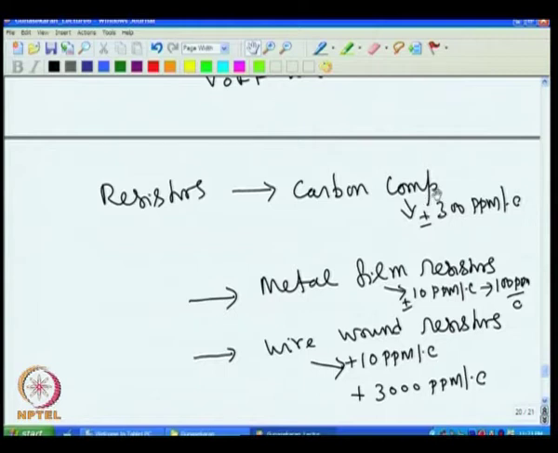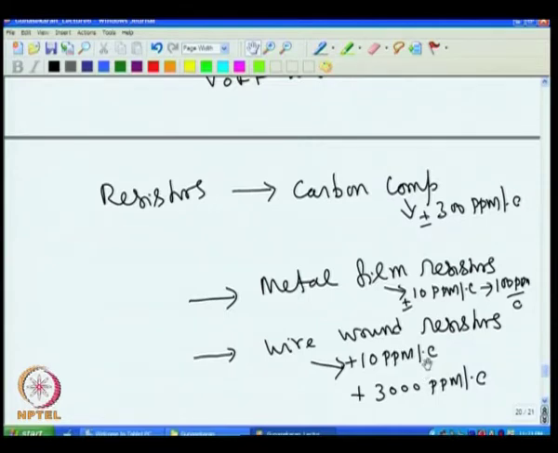This one is good because it is very cheap, that is all, but the drift is very high. This one is good for low drift, but the cost is high. For example, a normal quarter watt resistor you will get for 25 paisa, whereas for this you have to spend about a rupee, and this depends upon the wattage of the resistor.